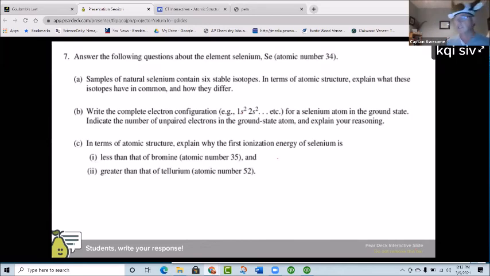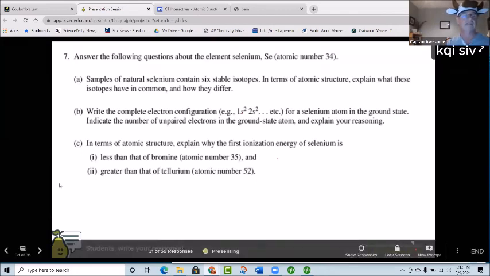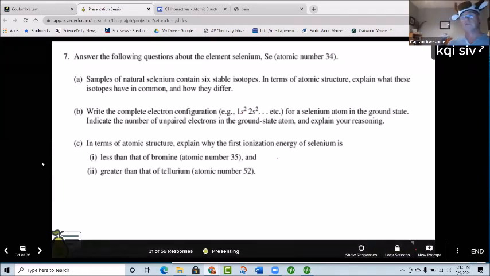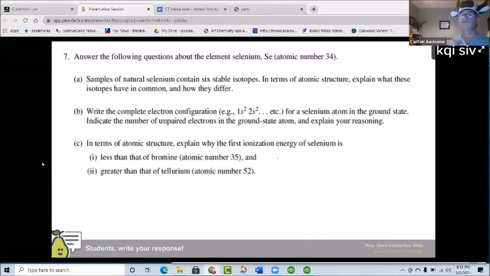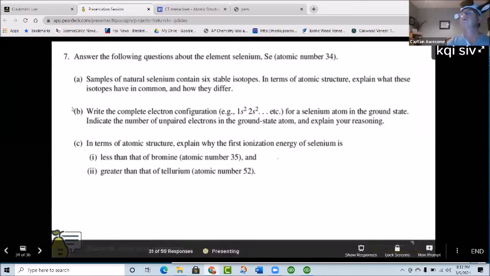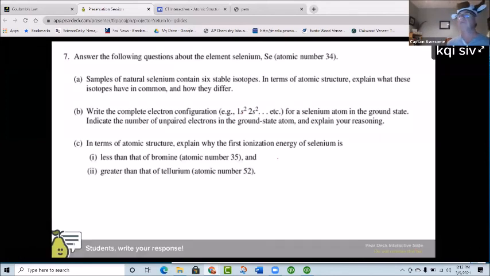Since tellurium's electrons are farther away from the nucleus, that just means the tellurium's electrons are going to be easier to remove because they're farther away. Farther away means less of an attraction, and less of an attraction means less energy to remove them. I didn't say Zeff or any of the other things. You're just stating what you know about the atom and periodic trends.